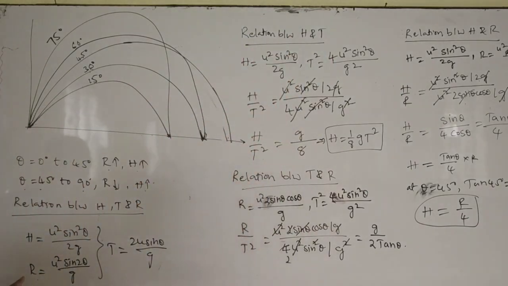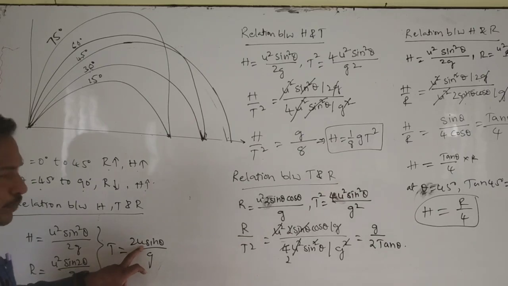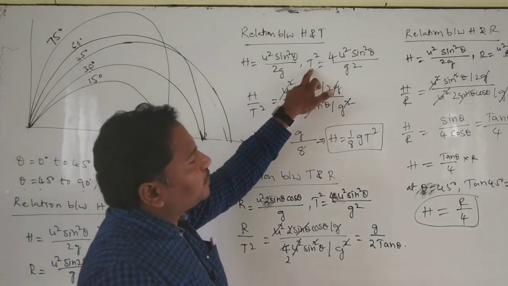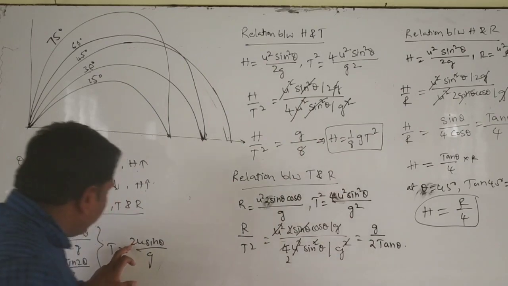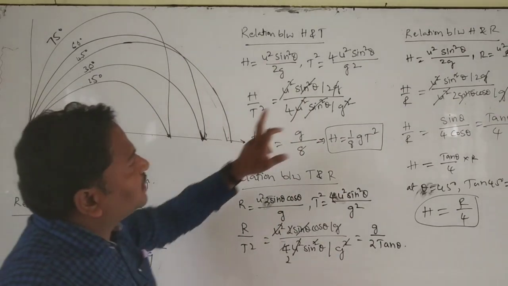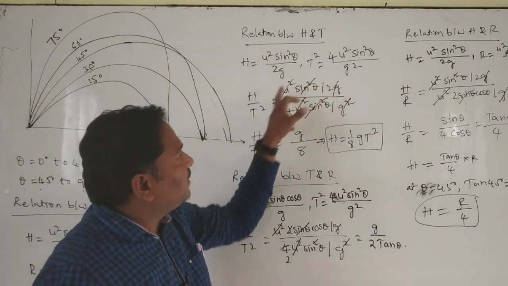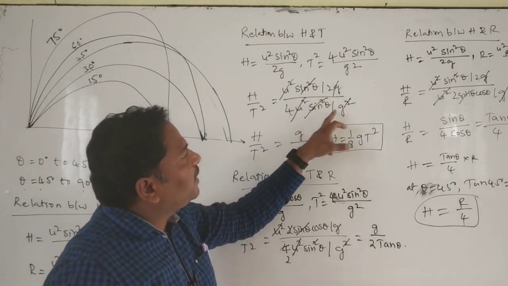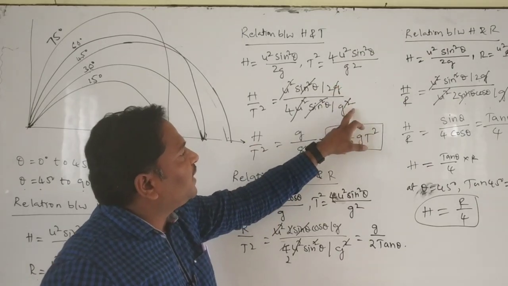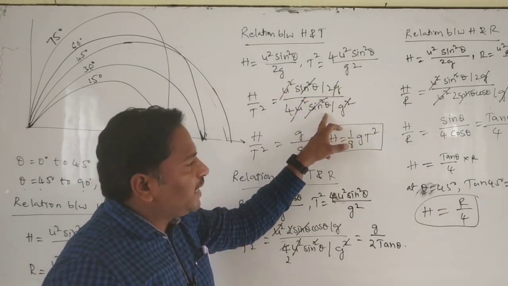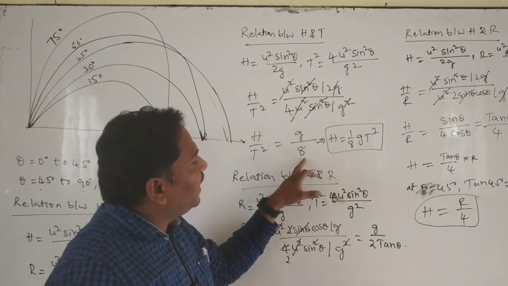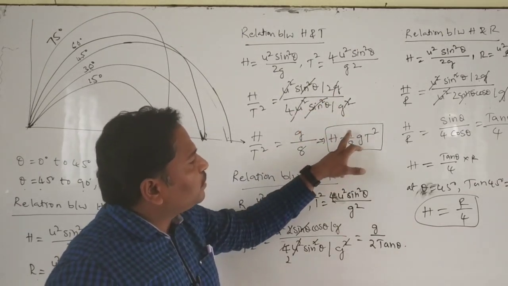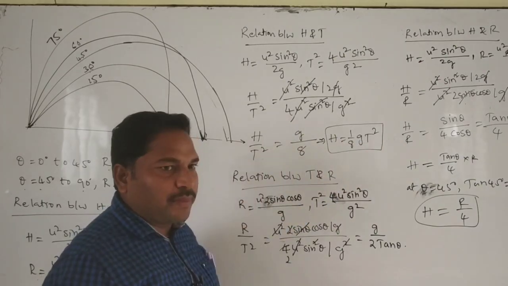But here, H has only u square and T has only u. So that's why we take T square, that means 4u square sin square theta by g square. Now H by T square equals u square sin square theta by 2g divided by 4u square sin square theta by g square. So g square cancels, u square sin square theta cancels, and 2 into 4 is 8. So g by 8. H equal to 1 by 8 g T square.